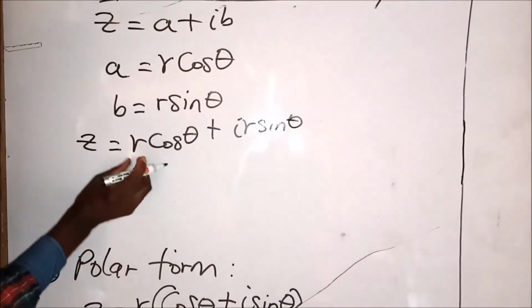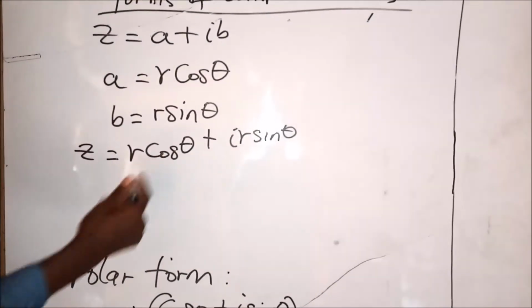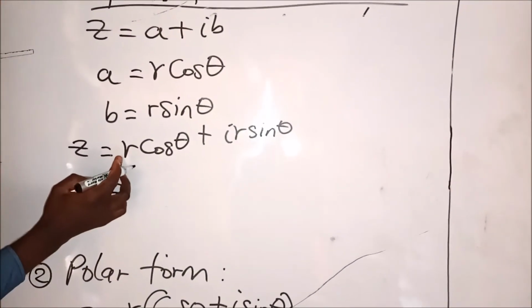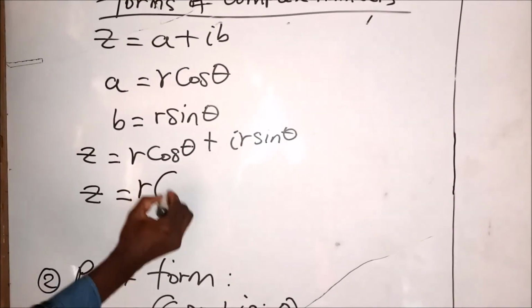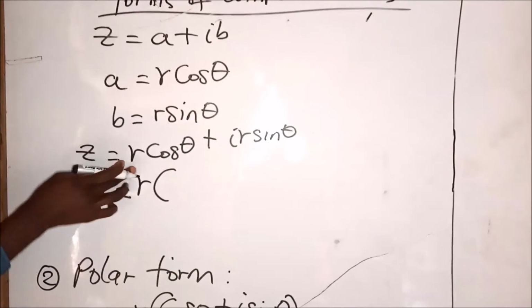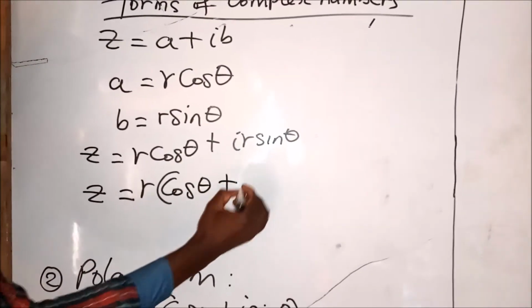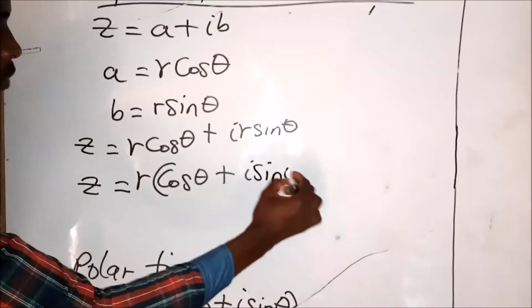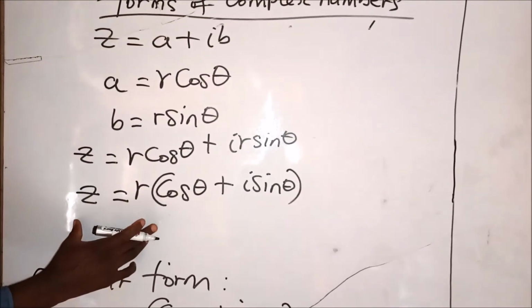Now, since r is here and also at this point, we can factorize to get r to the outside. We have that z is equal to the common factor here and here is r. We bring it out, then bracket. When this r divides this, it will cancel out this. So we're going to have cos theta plus i. This r will divide this, and we're going to have sin theta. So from the general form of a complex number or rectangular form, you can get the polar form of a complex number.